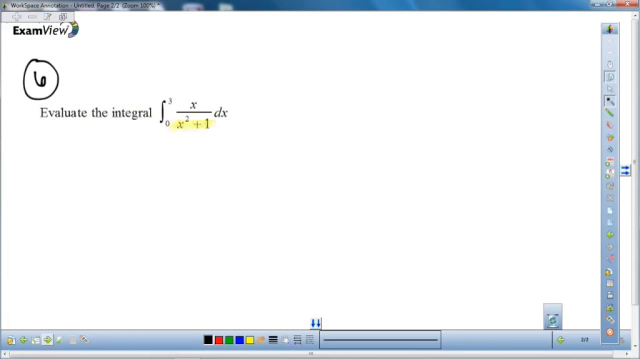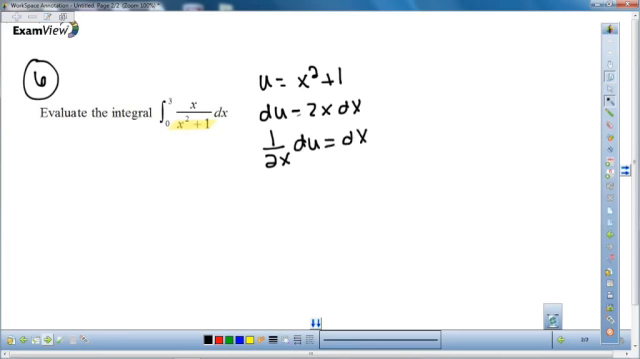So for number 6, I'm going to use u substitution. I'm going to let u be x squared plus 1. So du is 2x dx. Solving for dx, I get 1 over 2x du equal to dx. And I'm also going to do a change of variables.